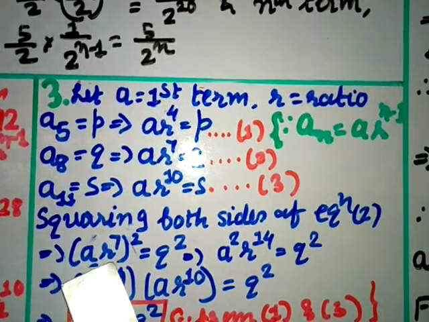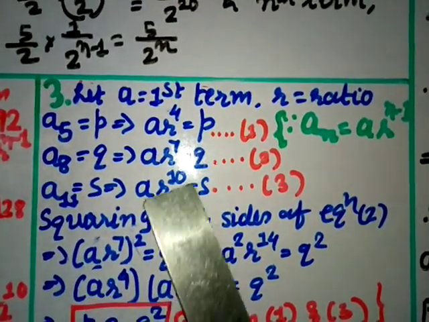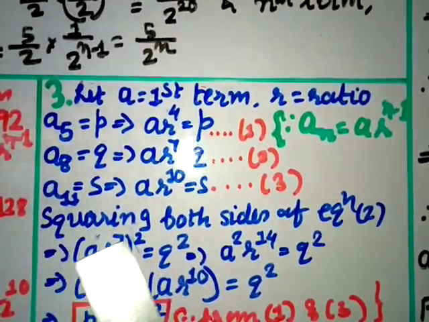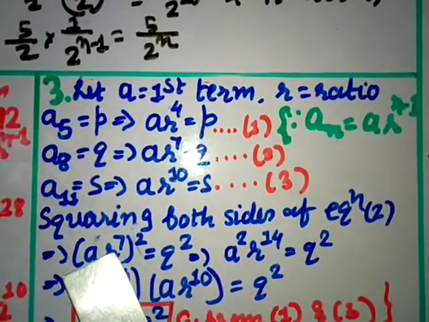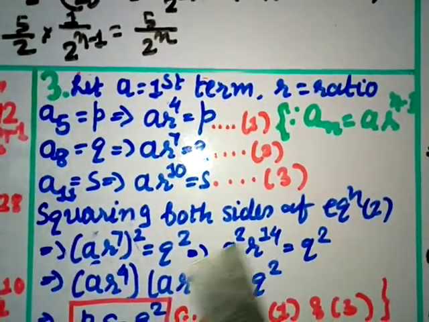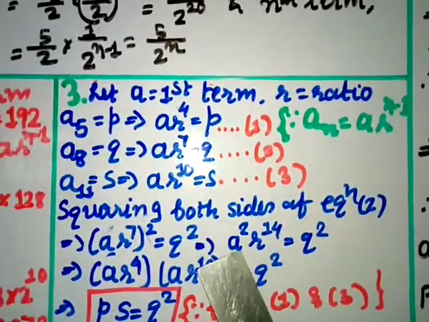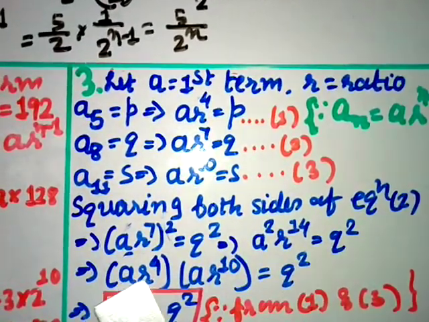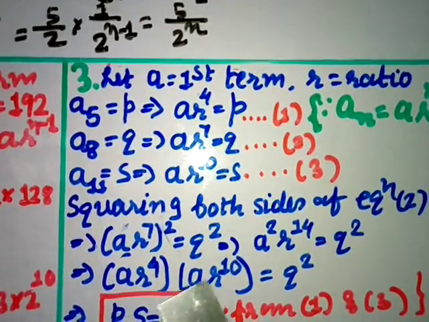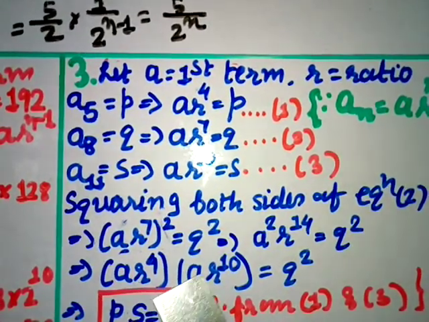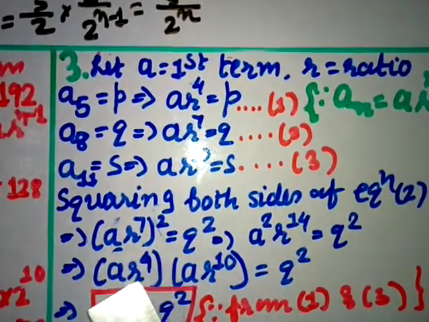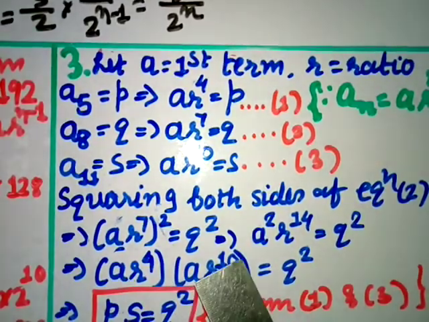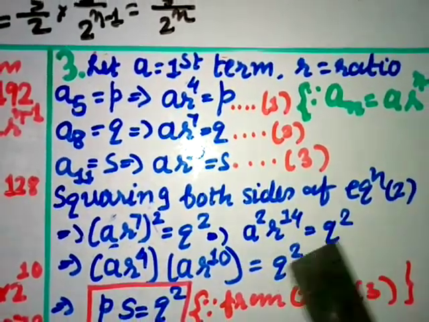So (A R^7) whole squared equals Q squared. Here A squared, and (R^7) whole squared is R^14, and this is Q squared. Now this A squared R^14 we can rearrange as A R^4 into A R^10. So A squared and R^4 into R^10 will give you R^14 equal to Q squared.